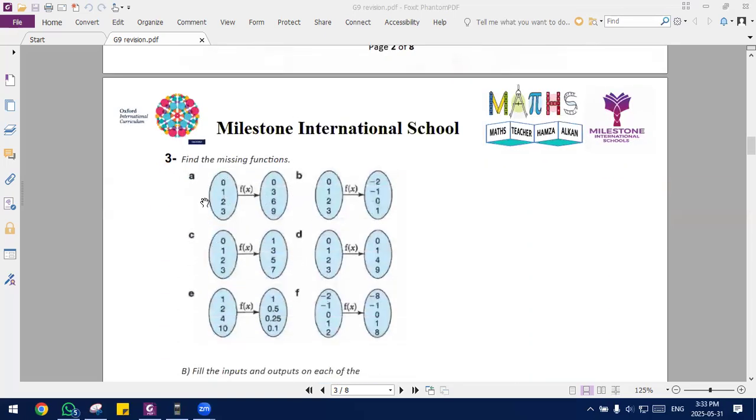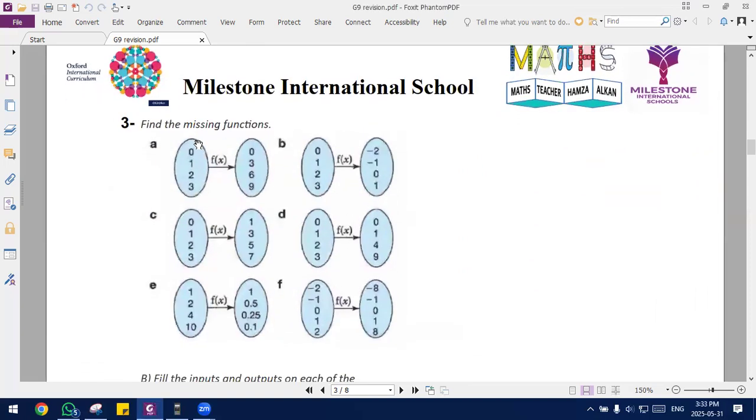This chapter is function. Do you remember? When we study function together, we said we have input, then it goes inside the function, then we have the output. They said find the missing function. So here, I guess we need to understand what is happening, right? Look, 0 is the input, and the output is 0. Then 1 is the input, the output is 3. Then 2, the output is 6.